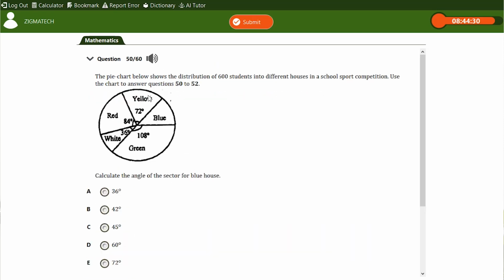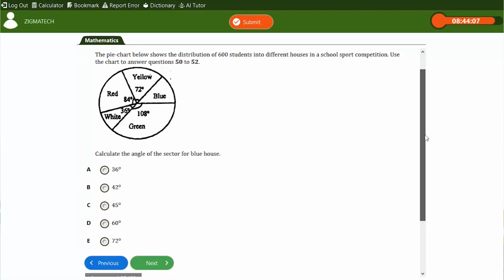Okay, let's look at this now. The pie chart below shows the distribution of 600 students in different houses in a school sport competition. Use the chart to answer questions 50, 51, and 52. Now the question says, calculate the angle of the sector for blue house. It will be good if I draw that so that we'll always use it as reference, okay?